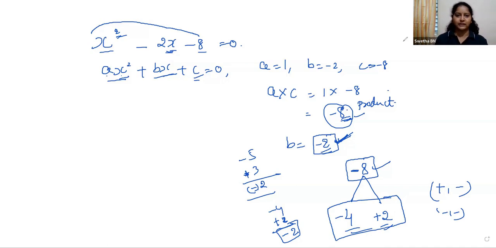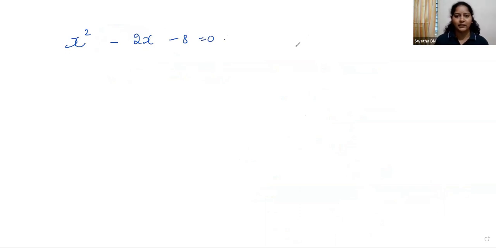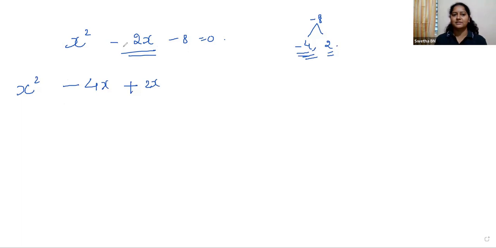So by using these two numbers, we are going to split the middle term. I will write once again. X squared, and the answer is x minus 4 bracket and x plus 2. So what are the numbers here? Minus 4 and 2. So we split the middle term using these two numbers. Here, instead of minus 2x, I am writing minus 4x and plus 2x. See, minus 4 plus 2, what is this? Minus 2x. We are getting the same answer. We are splitting this term using these two numbers, and the constant we write as it is.